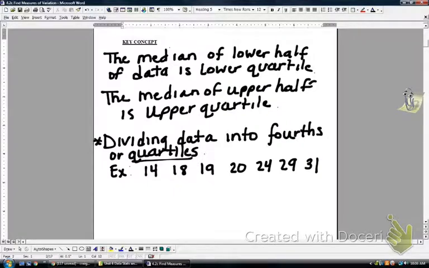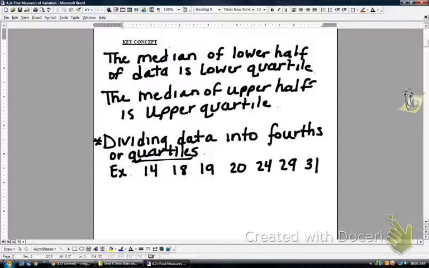All right, you may want to pause the video and write some of this down, because this is a lot and this is very important. That's why it's called a key concept. The median of the lower half of the data, that's what we found in that little think about, is called the lower quartile. The median of the upper half is called the upper quartile.